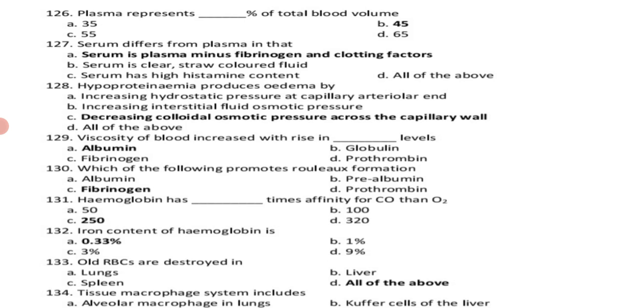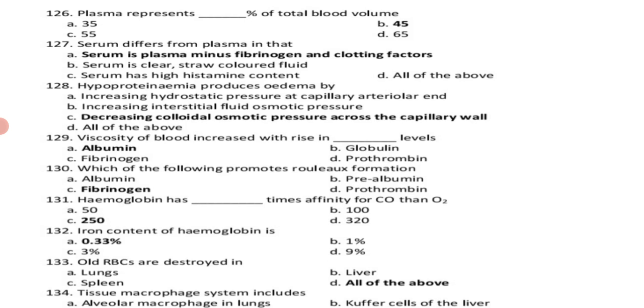Then question 127: a serum differs from a plasma in that. Serum is plasma minus fibrinogen and clotting factor. Option A is the answer of question number 127. The serum is blood plasma without clotting factor or blood cells. The clotting factors like fibrinogen and other clotting factors are absent in serum.